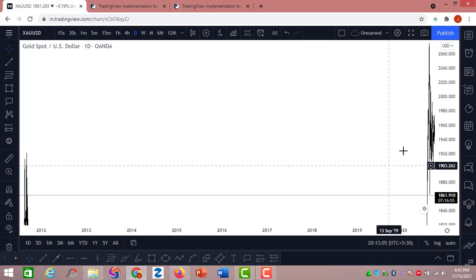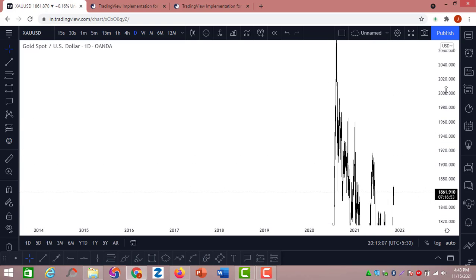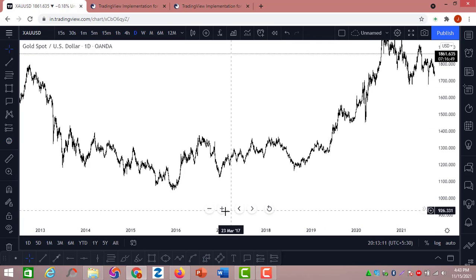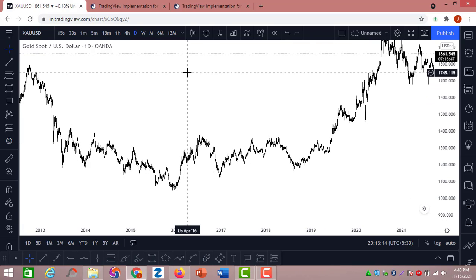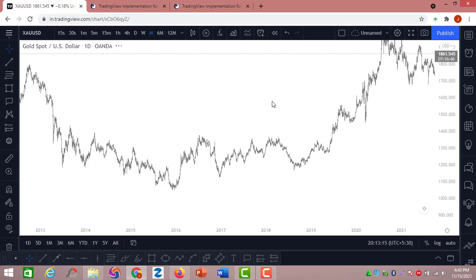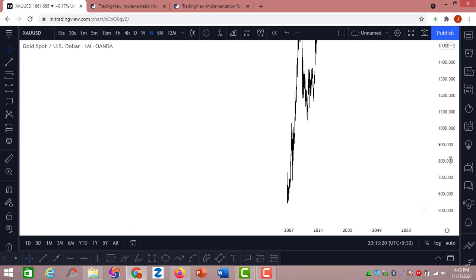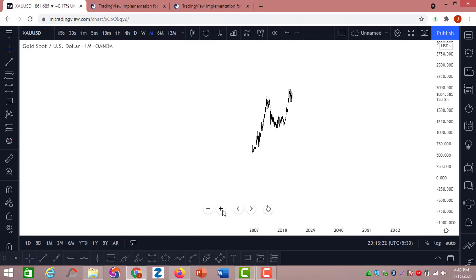So we are talking about gold now. Gold, as you can see on the higher time frame, like the monthly time frame, we are creating a kind of higher high.